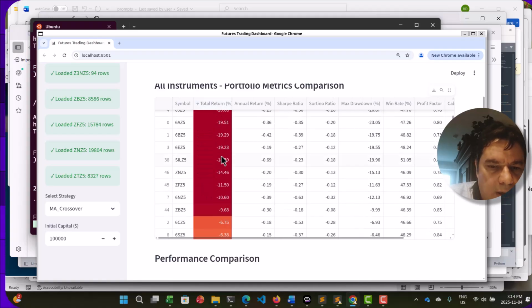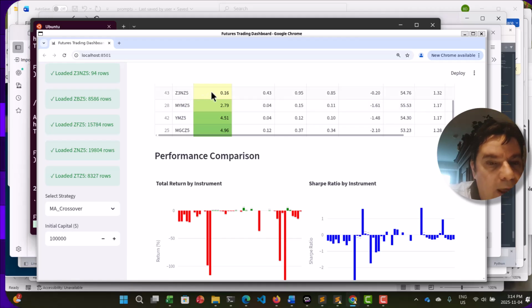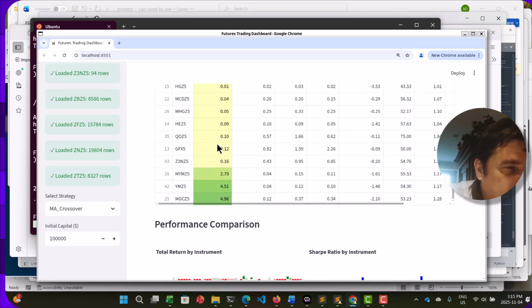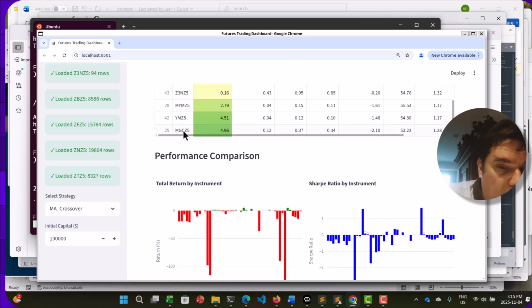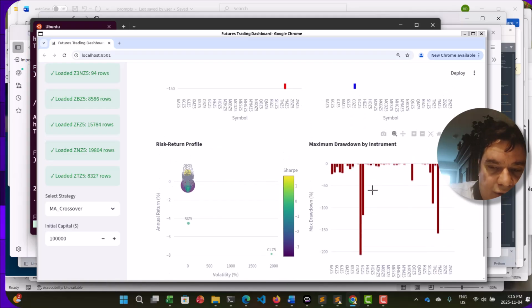So here I can just click in and see which ones were the best performing since the beginning of October 14th. You can see the only ones that performed were the micro gold, the Dow Jones, micro Dow Jones, and barely the Z3. I'm not sure if that's for Treasury. Those are the only positive ones. Out of 50, that's less than 10%. So obviously, at this point, gold and Dow Jones are the ones to have traded in the last couple of weeks.